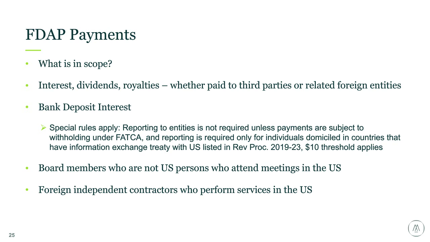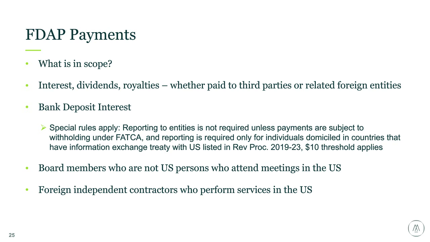Now, the 1042-S reporting for bank deposit interest is the only one that has a threshold. So we talked about thresholds for Forms 1099 reporting being $600 for most types of income, $10 for some of them. Bank deposit interest reported on Forms 1042-S does have a $10 threshold, but no other income types required to be reported on a 1042-S have a threshold. If you pay $1, you've got to issue a 1042-S.